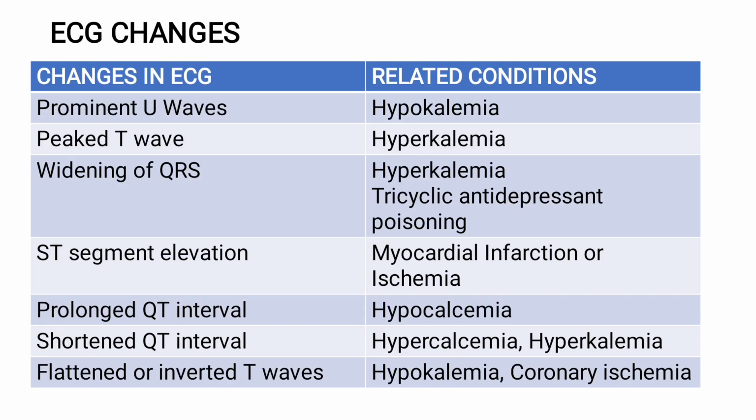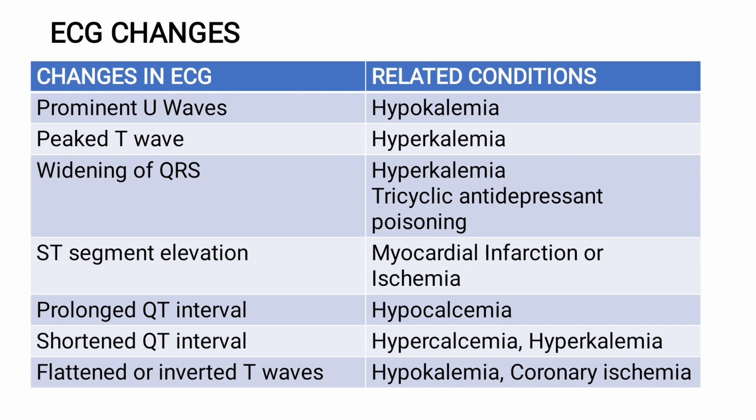Coming to ECG changes and related conditions and how to interpret. In case there are prominent U waves in the ECG, then the condition can be hypokalemia. If there is a peaked T wave, that is hyperkalemia. So peak, you can remember hyperkalemia. If there is widening of the QRS complex, then it can be hyperkalemia, or it can be due to tricyclic antidepressant poisoning. So if the patient is taking antidepressants, due to tricyclic antidepressant poisoning also, there are changes in the ECG that can be widening of QRS.